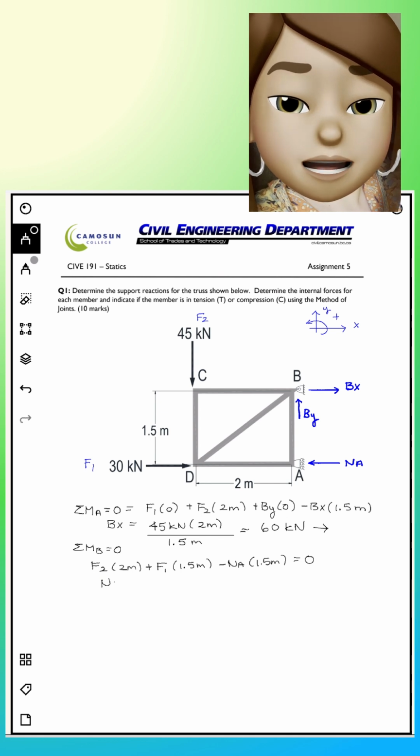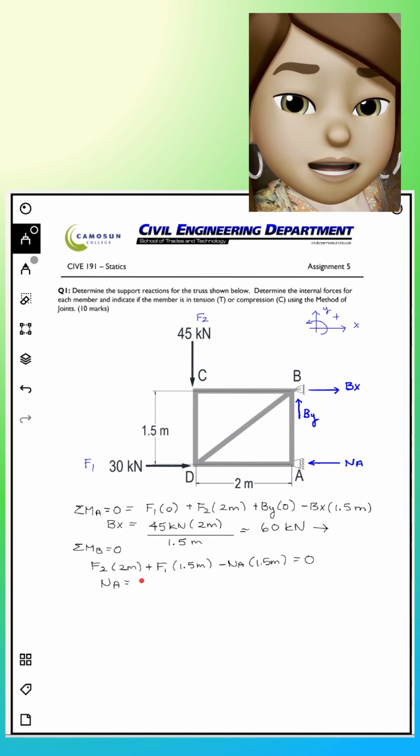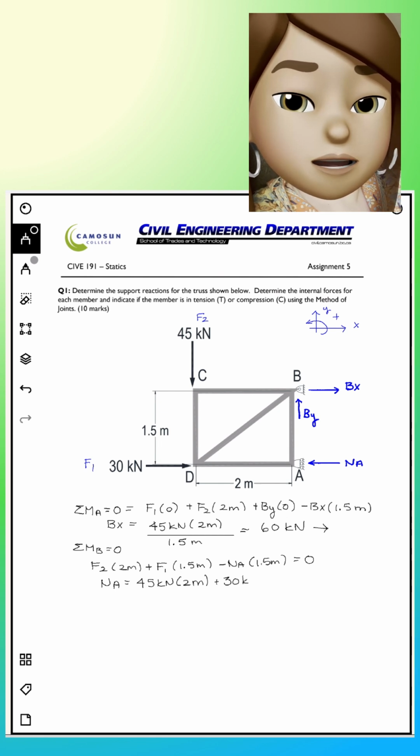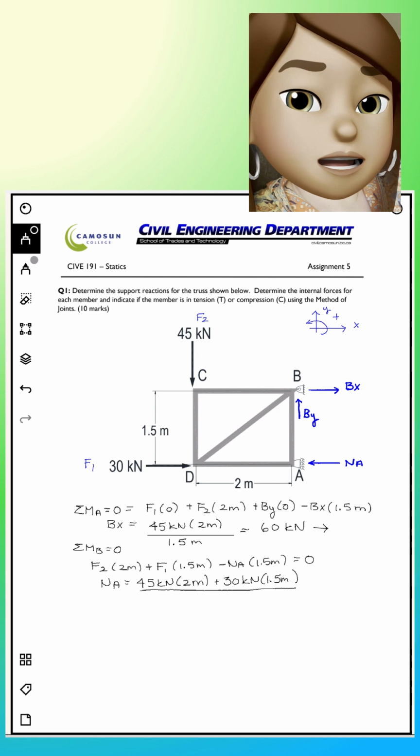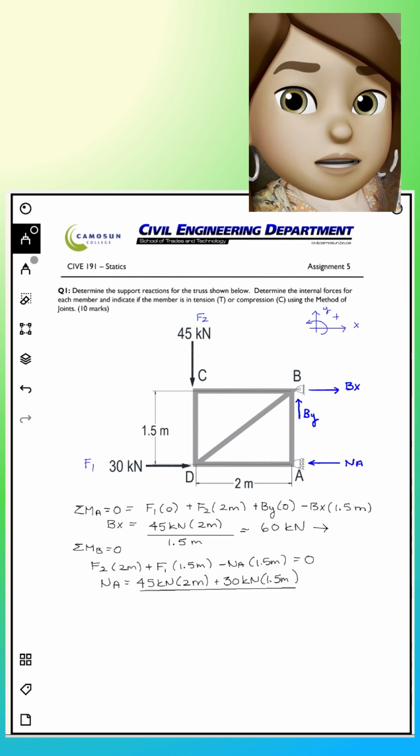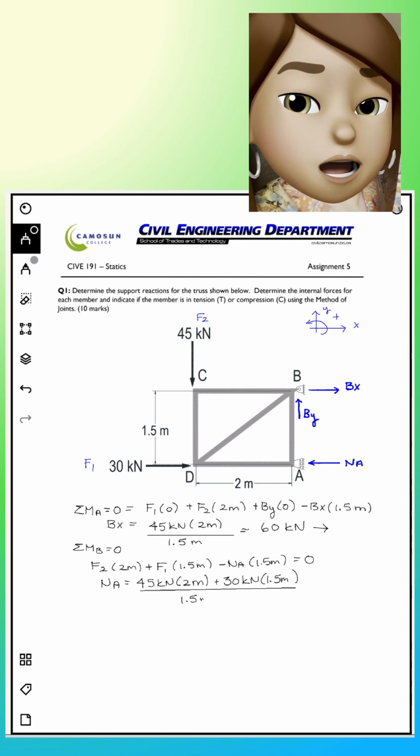Just going to rearrange that equation and solve for our unknown, that NA. Got our force 1 moment arm plus our force 2 moment arm. We're going to divide it by that 1.5. Put it in our calculator. Comes out in kilonewtons. 90 kilonewtons, positive. Guess the right direction. Look at us, so smart.